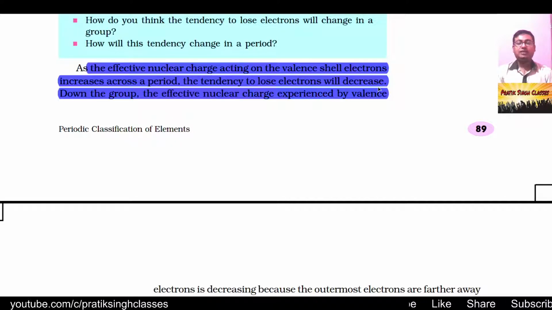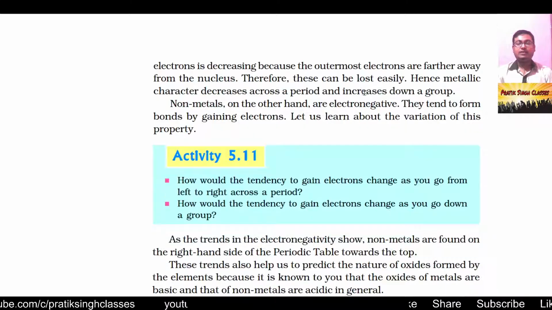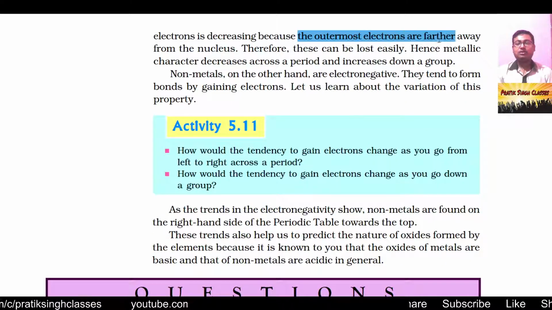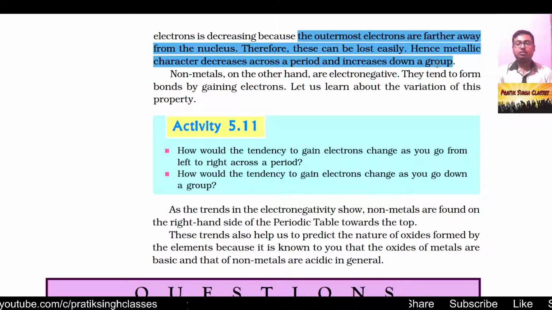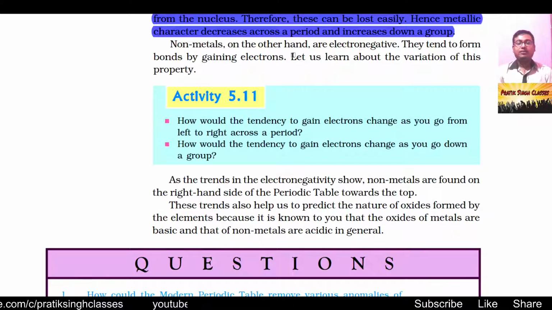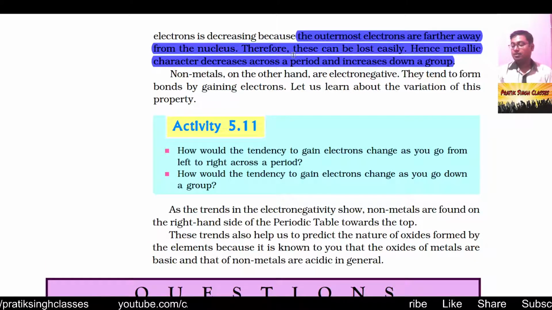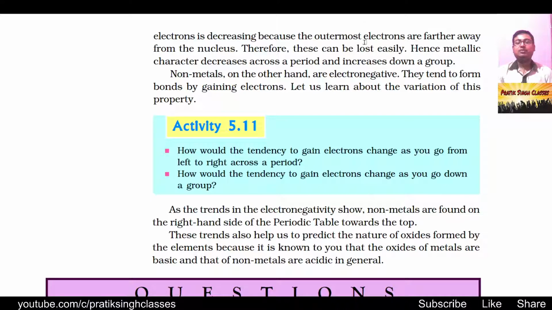Down the group, the effective nuclear charge experienced by valence electrons is decreasing because the outermost electrons are farther away from the nucleus. Therefore, they can lose the electrons very easily. Hence, metallic character decreases across the period and increases down the group. That means when we go from left to right, the probability of losing the electron will decrease, and when we go from top to bottom, it will increase because of the increase in atomic radii. So from left to right, the metallic properties decrease, and from top to bottom, the metallic properties increase.